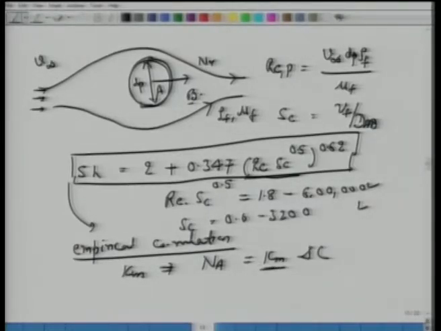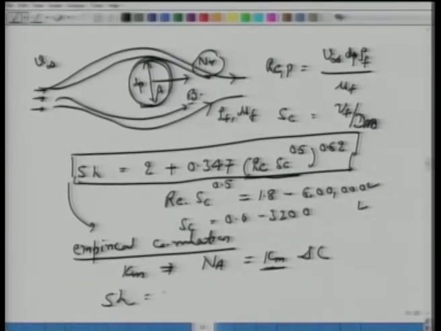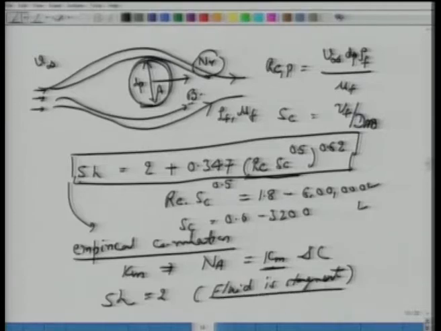The idea here is that at certain Reynolds and Schmidt number conditions, it's not possible to calculate the velocity profile and obtain the expressions for NA. If the fluid is stagnant, you can make out that this term will drop, and then we have Sherwood number equal to 2. Now Sherwood number equal to 2, when the fluid is stagnant, one can obtain analytically. As an exercise, you can try to obtain Sherwood number equal to 2 if the fluid is stagnant.